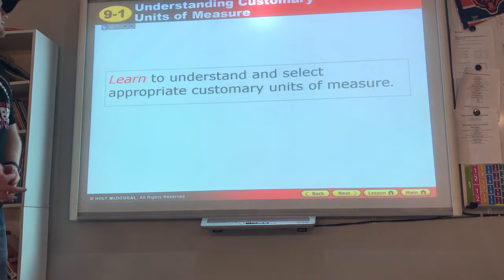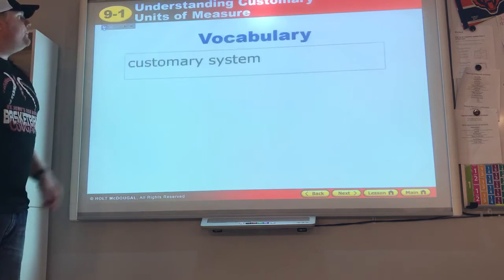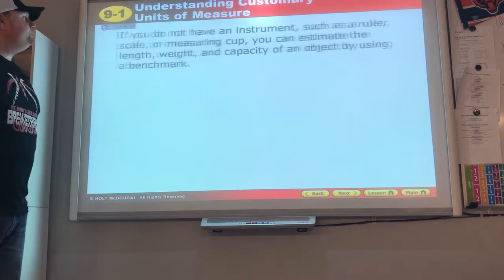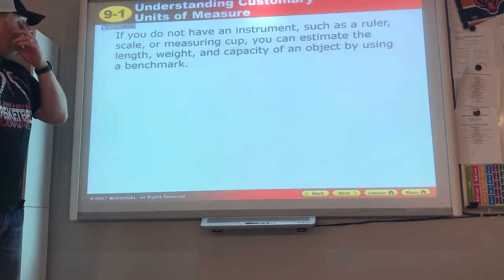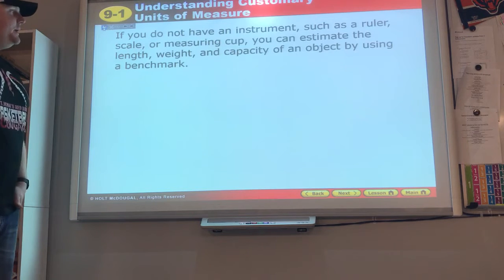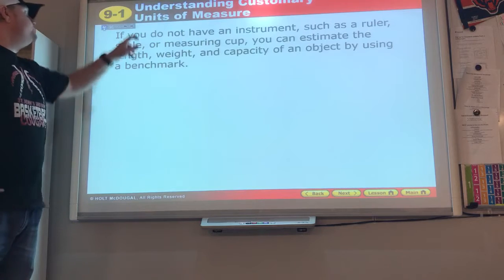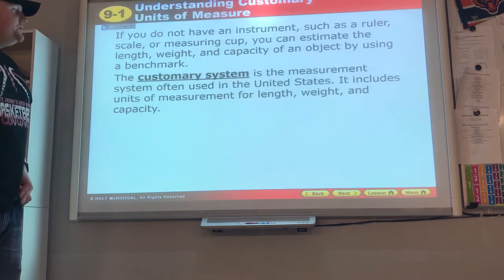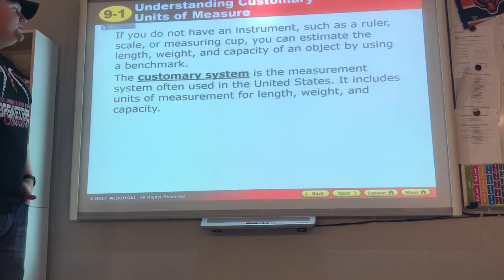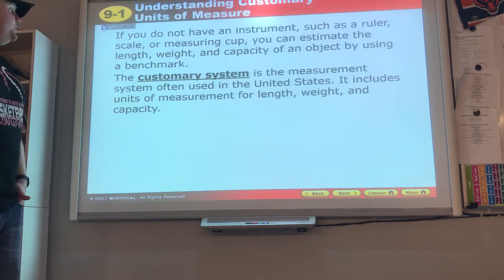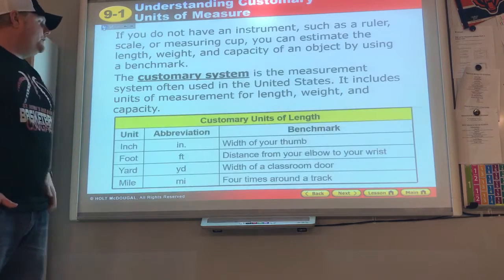Learn to understand and select appropriate customary units of measure. If you do not have an instrument such as a ruler, scale, or measuring cup, you can estimate the length, weight, and capacity of an object by using a benchmark, or something you know. The customary system is the measurement system often used in the United States. It includes units of measurement for length, weight, and capacity, or volume.